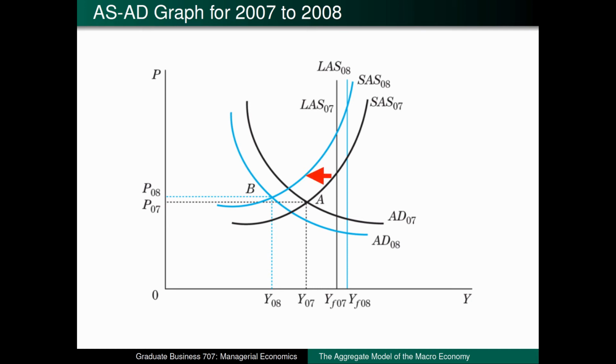So here we have that the SAS 2007 curve shifts to the left to become the SAS 2008 curve, whereas the LAS 2007 curve shifts to the right to become the LAS 2008 curve. Notice on the y-axis that the price level went up between 2007 and 2008 by a small amount, which is consistent with the data suggesting weak but positive inflation. We can also see along the x-axis that Y 2007 decreases to Y 2008, which suggests that GDP decreased.